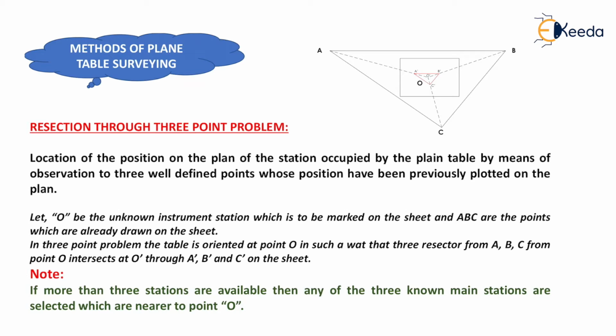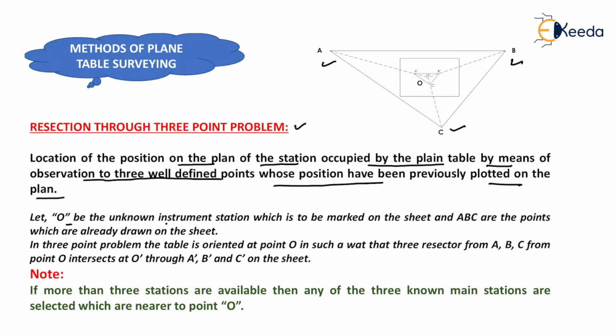Now the next is the resection through the 3-point problem. It is the location of the position on the plan of the station occupied by the plane table, by means of observation to 3 well-defined points, that is A, B and C, whose positions have been previously plotted on the plan. Now we can determine the distances AB, BC and AC, and we will plot this drawing on our sheet.